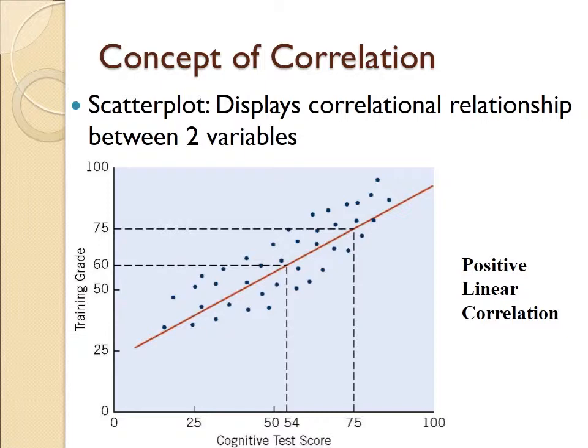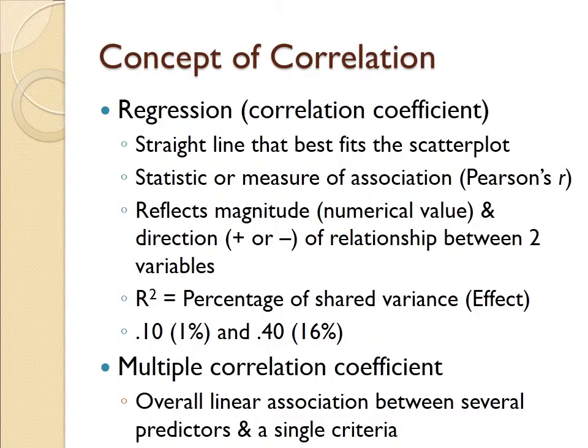And we see a positive linear correlation. People with very high cognitive ability, on average, tended to score fairly high on the training test. Those with very low cognitive ability tended to also score lower on the actual training grade. So, regressions are correlation and regression.